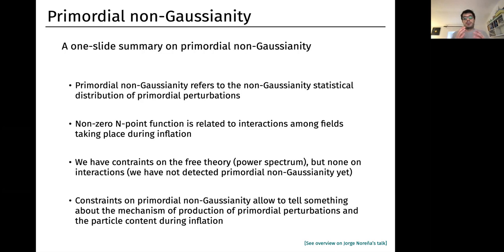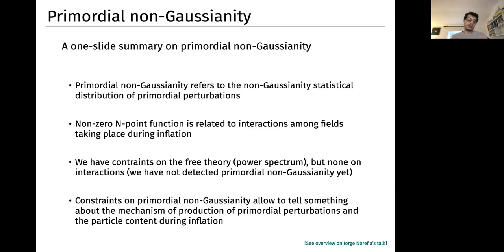Primordial non-Gaussianity refers to the statistical distribution of primordial perturbations being non-Gaussian, meaning that the 3-point function or 4-point function, the n-point function with n higher than 2, of the primordial perturbation is non-zero. It's interesting because this is related to interactions among fields during inflation. Interactions source these non-Gaussianities. Right now we have constraints on the power spectrum of inflation. We have observed a spectral tilt, which is not exactly 1, and this is a prediction of inflation. So this is a probe of the free theory, but we haven't detected any primordial non-Gaussianity yet.